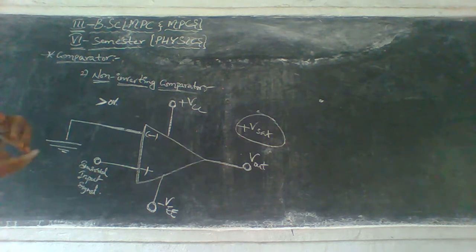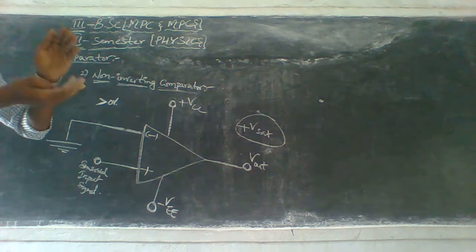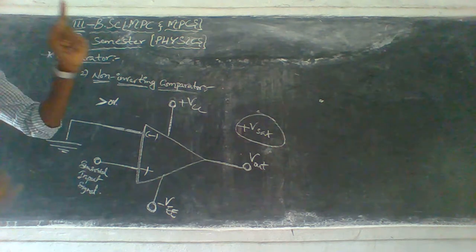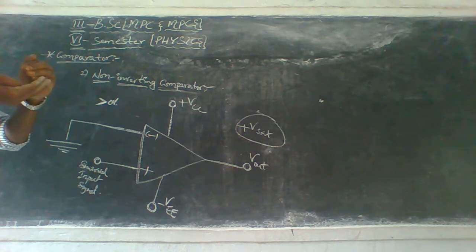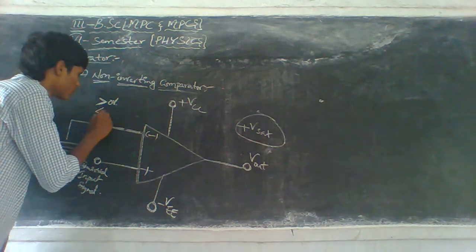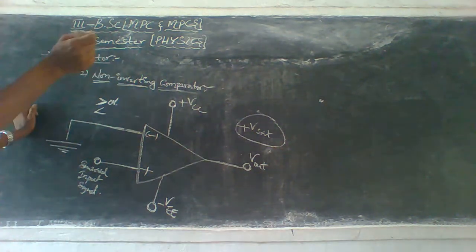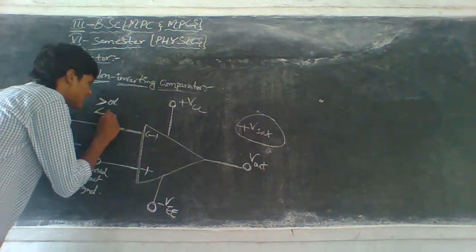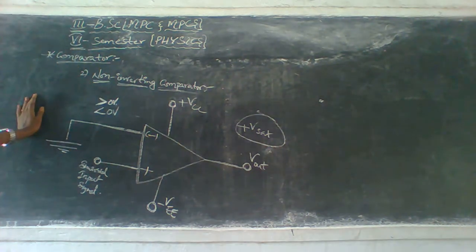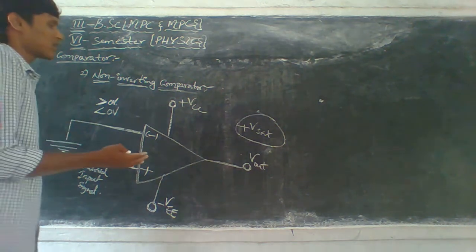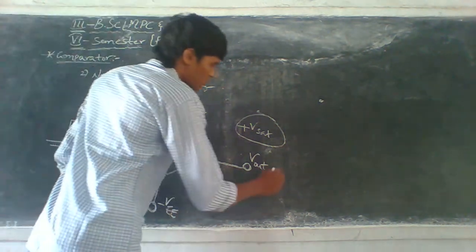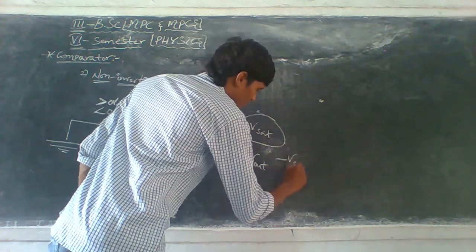Similarly, during the negative half cycle of the sinusoidal input signal, the voltage present at the non-inverting terminal of the operational amplifier is less than 0. For the positive half cycle it is greater than 0, and for the negative half cycle it is less than 0 volts. Hence the output value of the non-inverting comparator will be equal to minus V sat.